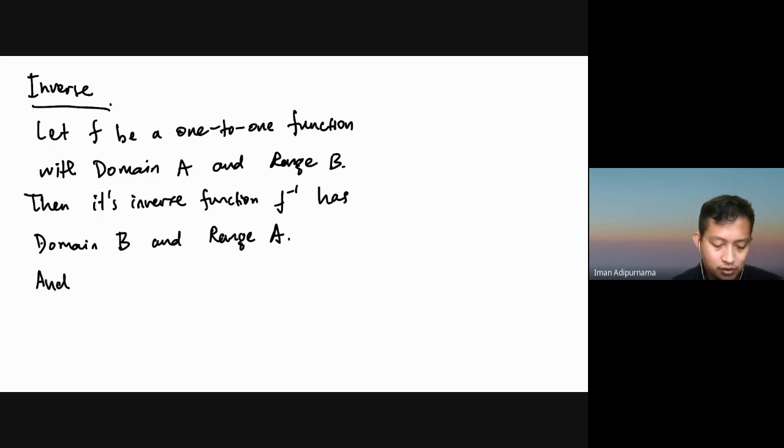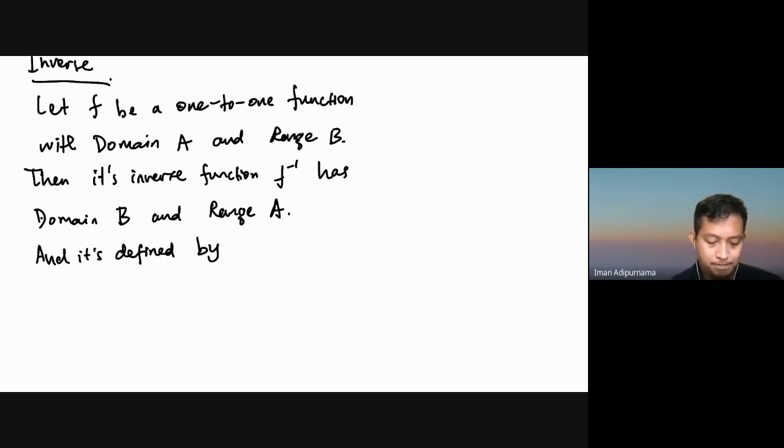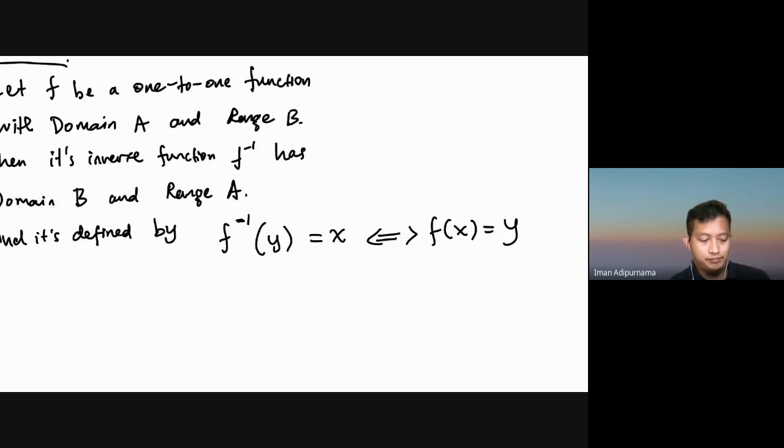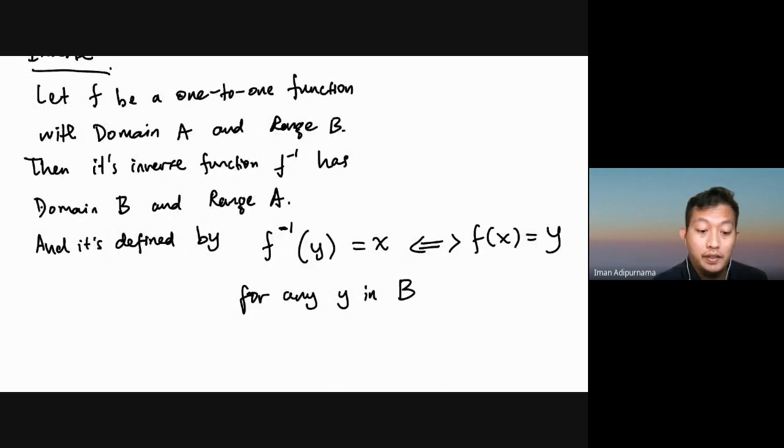And it's defined by, okay, for any y in B. Why for any y in B? Because we already take the requirement that the function needs to be a one-to-one function. So we can have any y because it should be a one-to-one function, right?